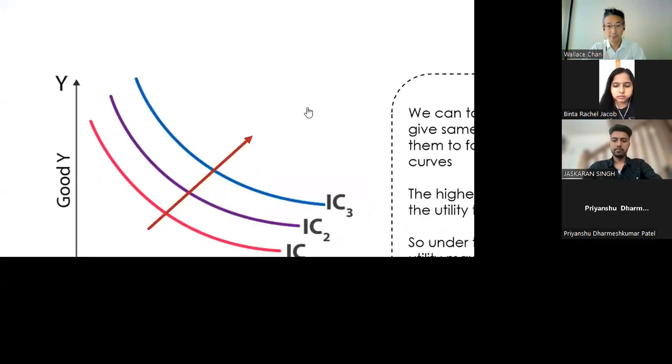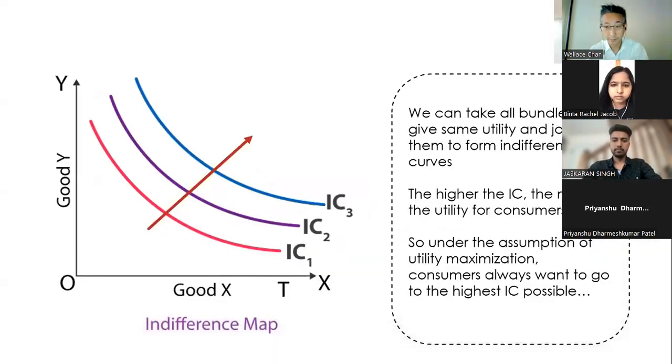So we view these indifference curves, and the idea is all the same level of utility, and when you're moving to higher and higher indifference curves, you're getting higher and higher utility. So consumers would want to move to the highest indifference curve they can possibly go to. So for example, from this diagram here, IC1, IC2, IC3, consumers will always try to move to bundles which are on IC3, right?